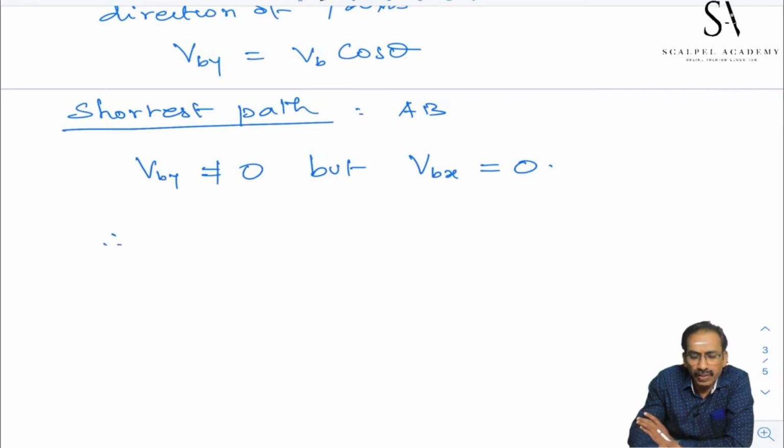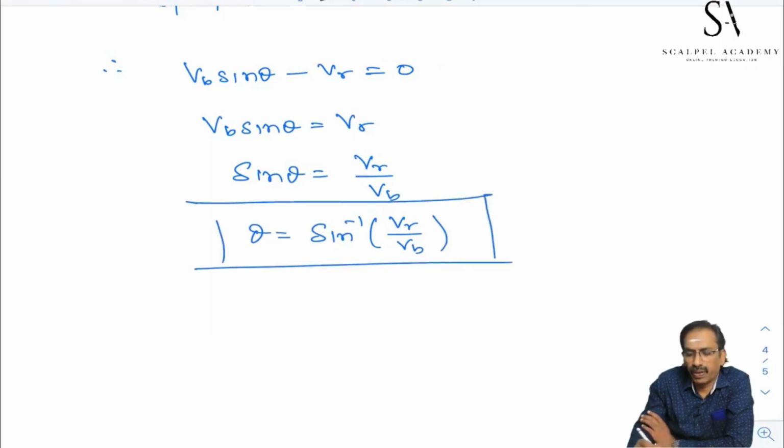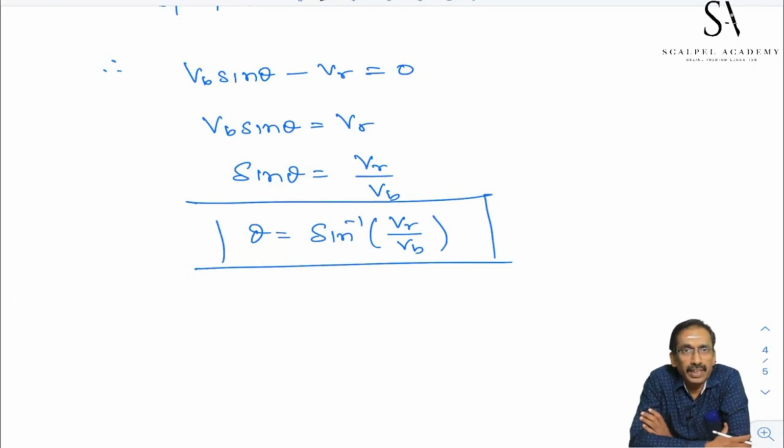Therefore, Vb sin theta minus Vr is equal to 0. Vb sin theta is equal to Vr. Therefore, sin theta is equal to Vr by Vb. Theta is equal to sin inverse of Vr by Vb. The boat has to be rowed at an angle theta with the vertical in the upstream, at an angle sin inverse of velocity of river by velocity of boat. Then the boat will cross the river in the shortest path. Okay.